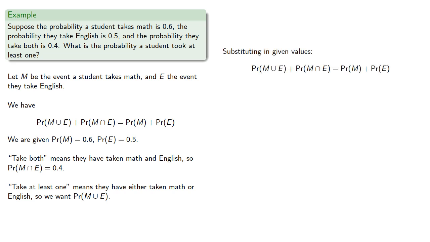So we can substitute in the given values and solve for the probability of their union, 0.7. Now, it's often useful to work with the complements. We have the complement of a union is the intersection of the complements, and the complement of an intersection is the union of the complements. So the thing to note here is that we're taking the complements of both and we're changing the intersection to a union.